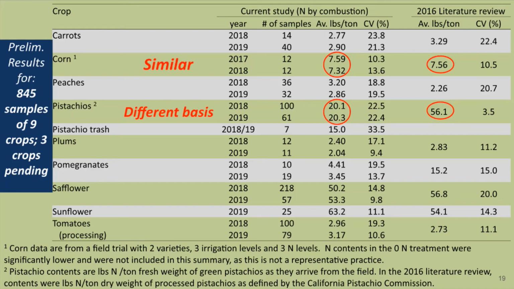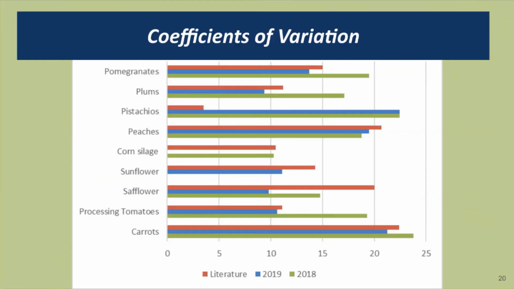In pistachios, they're looking at a different basis, net fresh pistachios as they arrive to the plant, as opposed to the in-shell pistachios that are processed. So that's just a different strategy that may prove more accurate. With pomegranates, it's a significantly lower coefficient than was in the literature, and with tomatoes a little bit higher. So that's why we're doing the study. You might expect the samples from fields to be much more variable than samples pulled from research plots or something, which is where a lot of the literature was.